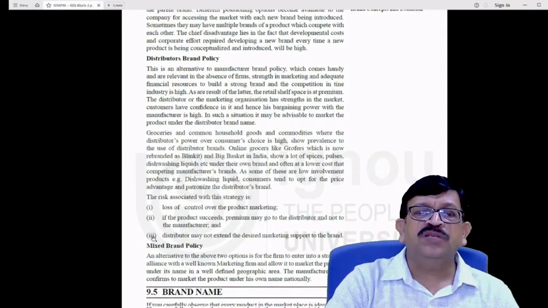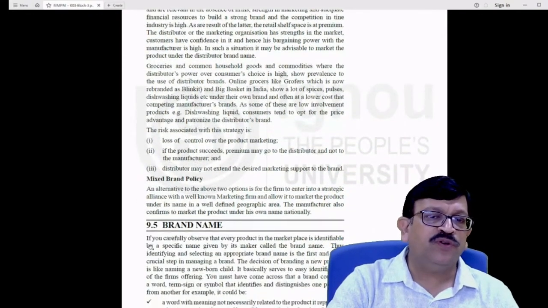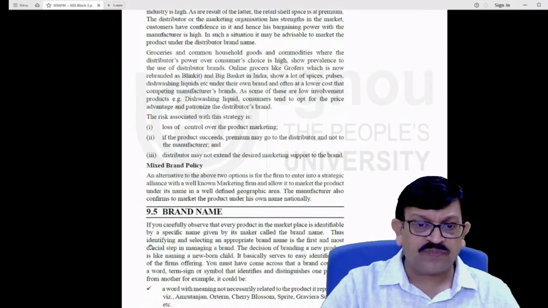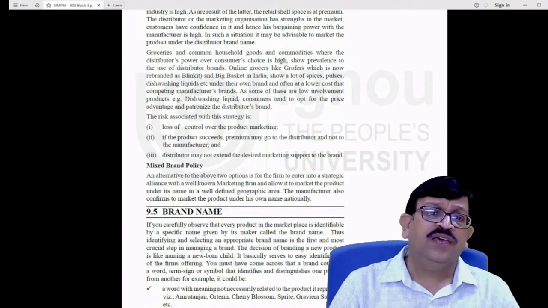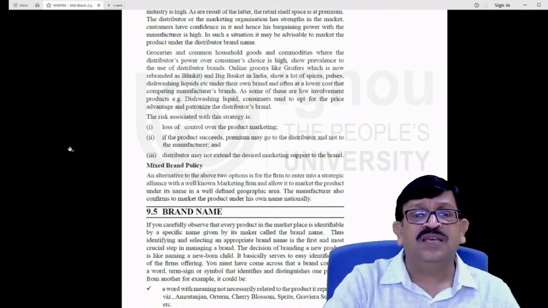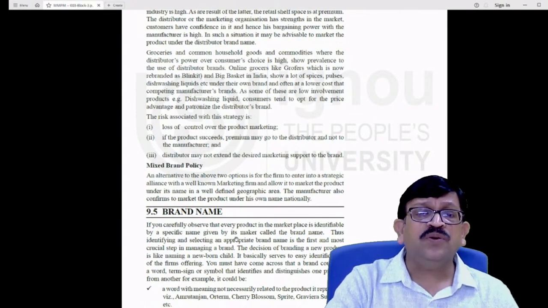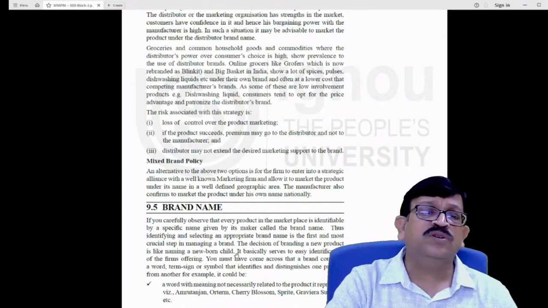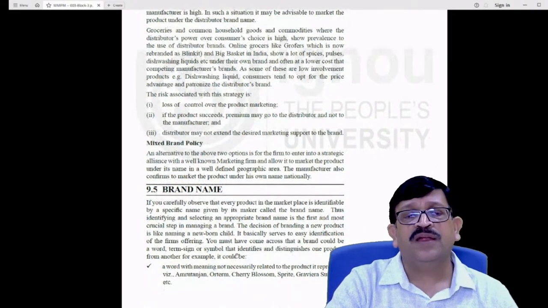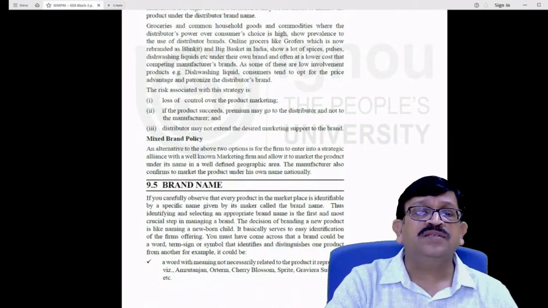The other is a mixed policy, where you could have, as I told you before, all these strategies are not watertight compartments. So one can use them effectively across, depending upon the emerging scenarios. Now let's look into what a brand name is, and why so much hue and cry is made out of the brand name. What does it represent, right?